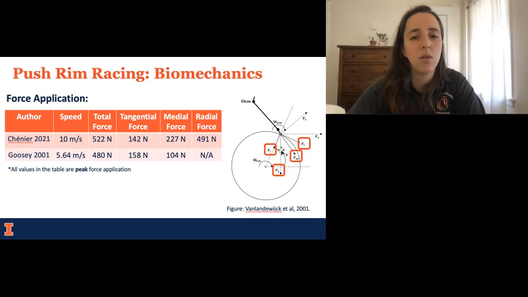You're going to have some force down. You're going to need some force that's going medially into the ring in order to have some sort of friction between your gloves and the ring in order to have an effective push.